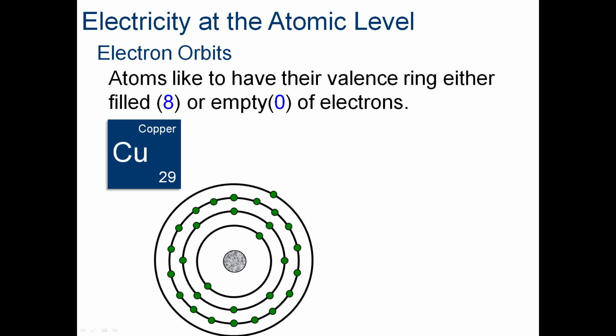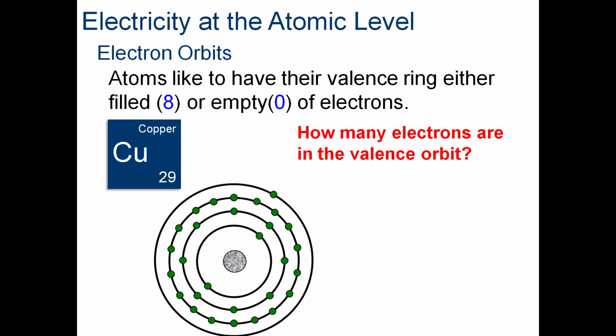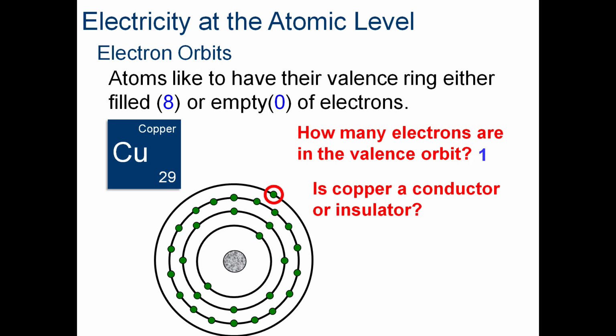Now, fun fact about this, in the valence, the particle wants the ring relatively filled or relatively empty. Now, the slide says empty or full. Yeah, it would rather be empty or full. Those are stable valences. So in this valence, copper, atomic number of 29, you can see that you have 1 valence electron. Based upon 1 valence electron, we can say that this is a conductor.